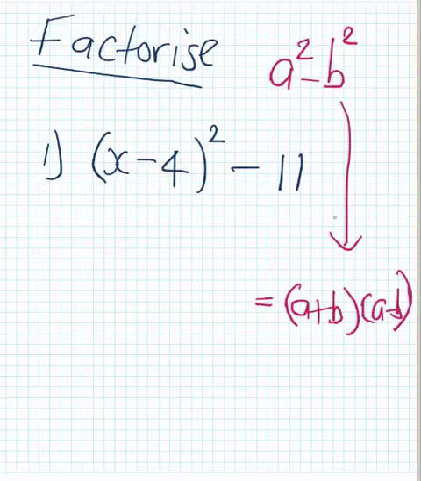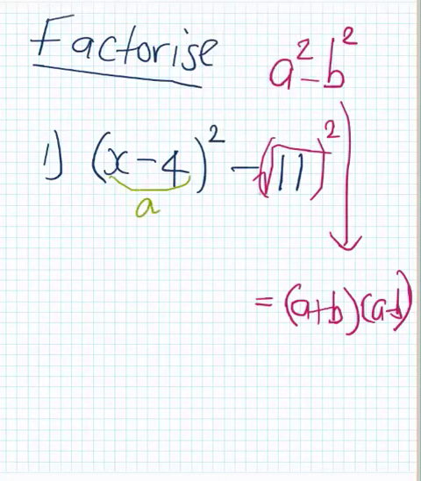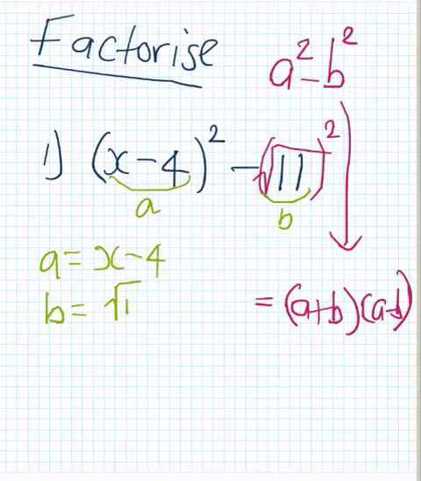Now 11, we need to somehow square it. Of course we can't just add a square, and we know that in order to write a square, we first have to square root this, and I'll put it in brackets and then square it. So now I have a squared minus b squared. You can show it like this: a is x minus 4 and b is the square root of 11. If it's clearer to write it like this, a is equal to x minus 4 and b is equal to the square root of 11. So you can see it more clearly.